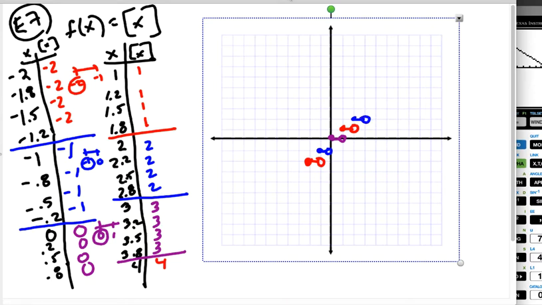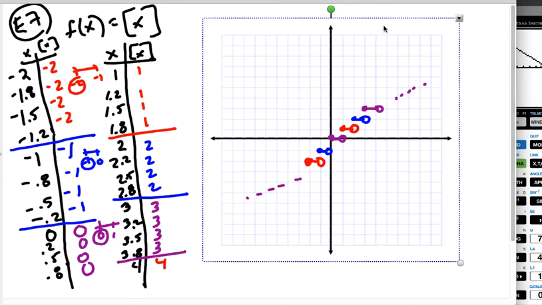And then the second I actually reach 3, it's going to jump up to 3 and stay at 3 the entire time. And then it's going to keep doing this forever and ever, right? So I only drew some of the steps, but you get the idea that this is going to keep going. So dot, dot, dot. I'm kind of going to be lazy.